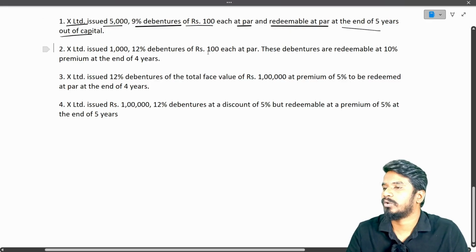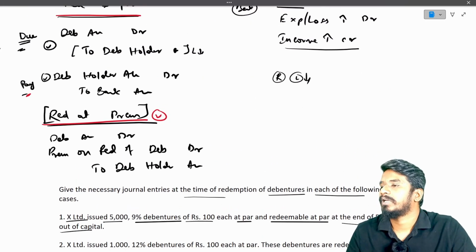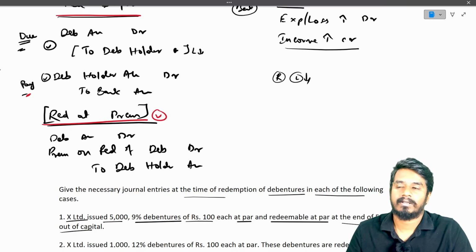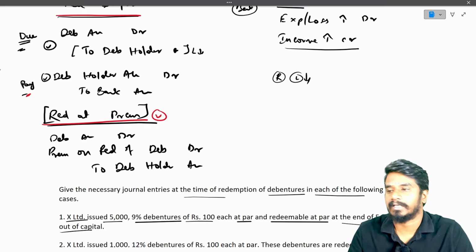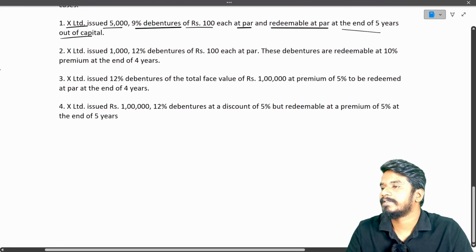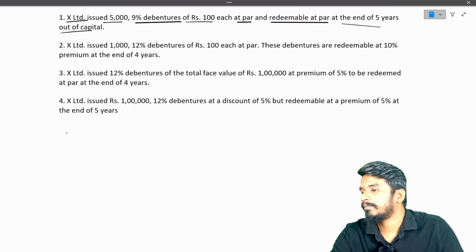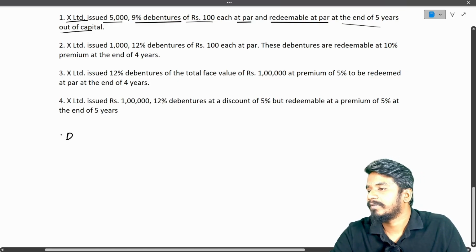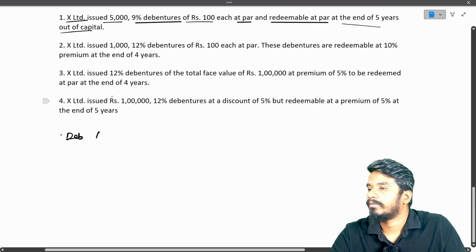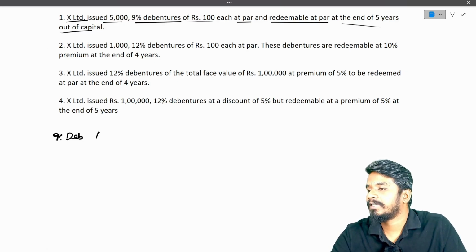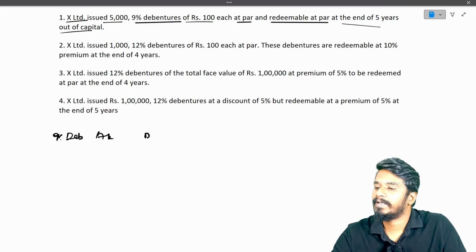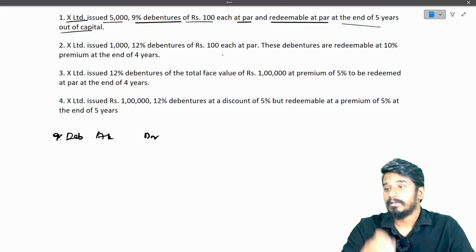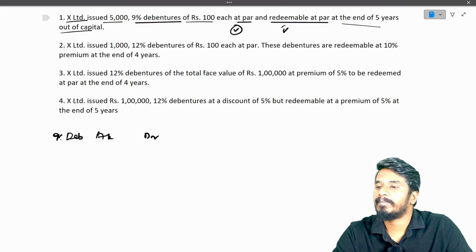So as I have shown here, debenture account will get debited and debenture holder will get credited because liability is decreasing. Right. So that's the entry for this. You can also start writing with me. Let us solve this. First debenture. What percentage of debenture? It is 9% debenture account will get debited for how much? We are issuing at par and redeemable at par.